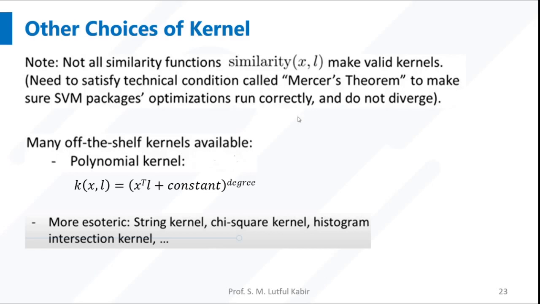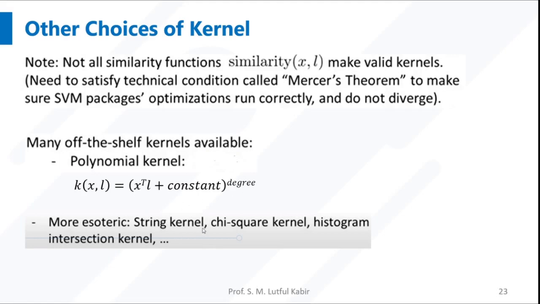So there is a theory of choosing the kernel, and many off-the-shelf kernels are available, like the polynomial kernel. The polynomial kernel is determined by this equation. If you want to find the similarity between X and L, then you have to compute this particular equation: X transpose L plus a constant, to the power of a degree. It can be 2, it can be 3.